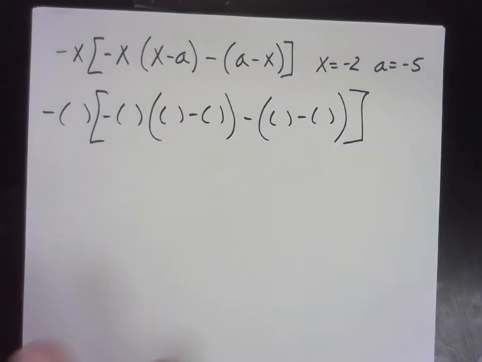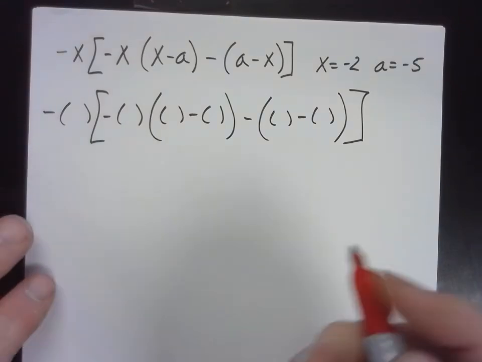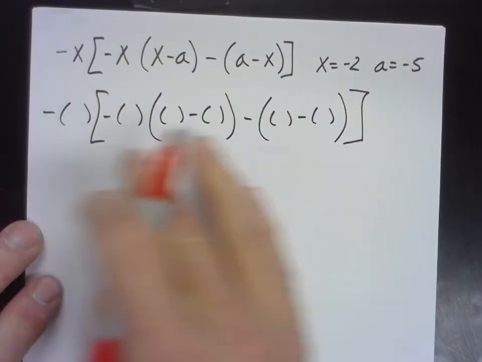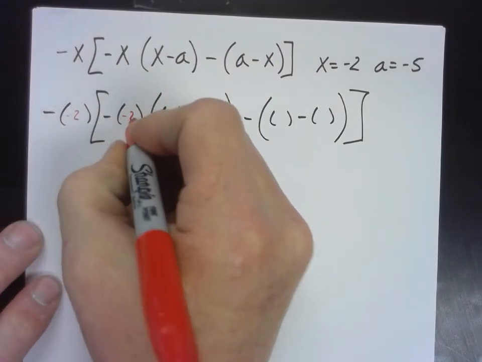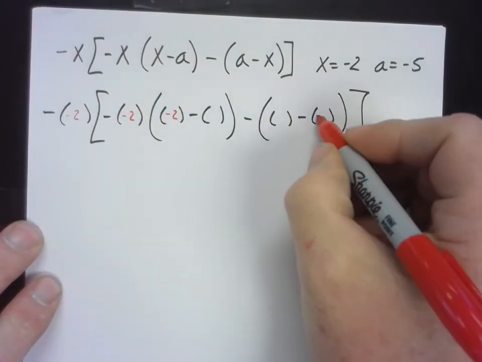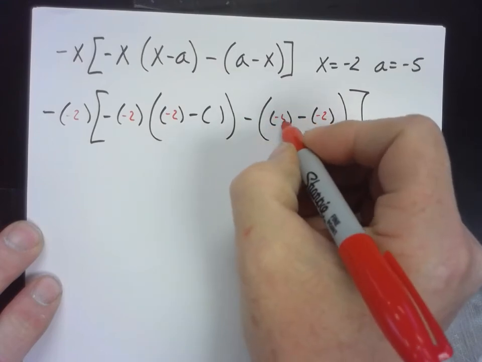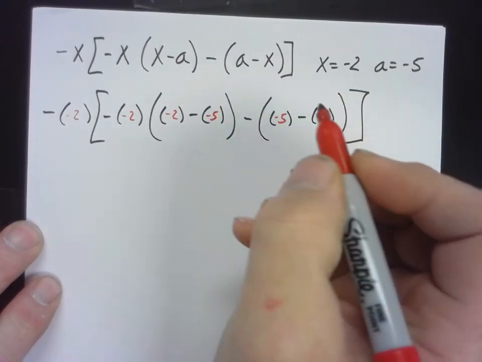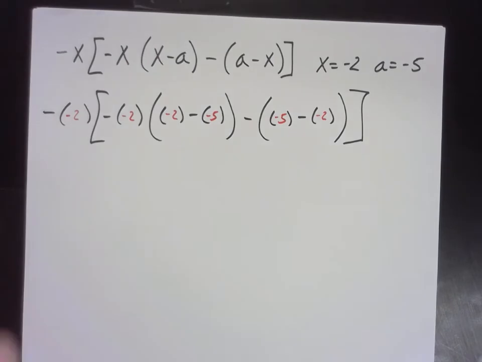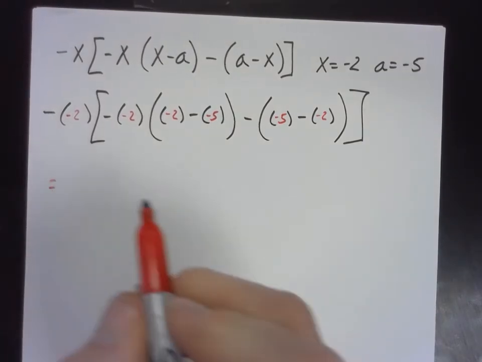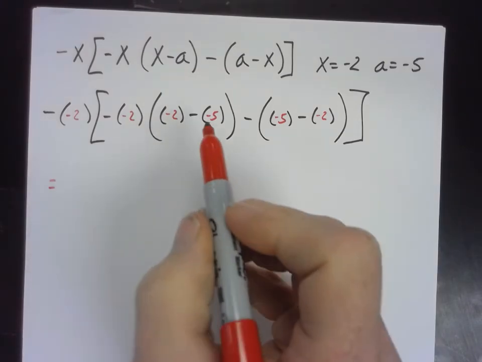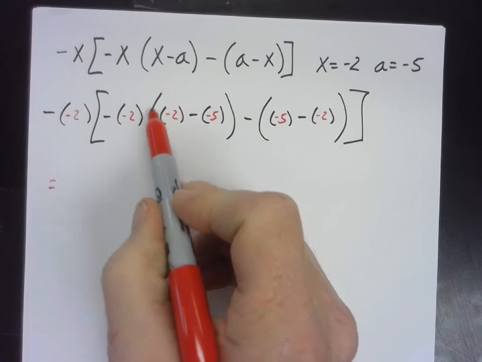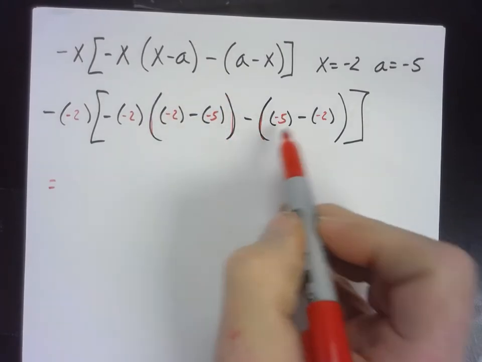I got to get it all written out, and you can put the numbers in as you go along. I'm just doing it this way. Negative 2, negative 2, negative 2, negative 2, negative 5, negative 5. That's a lot of negatives. Well, I've got it written here. How about we just do what's inside these parentheses here? Kind of narrow it down a little bit.